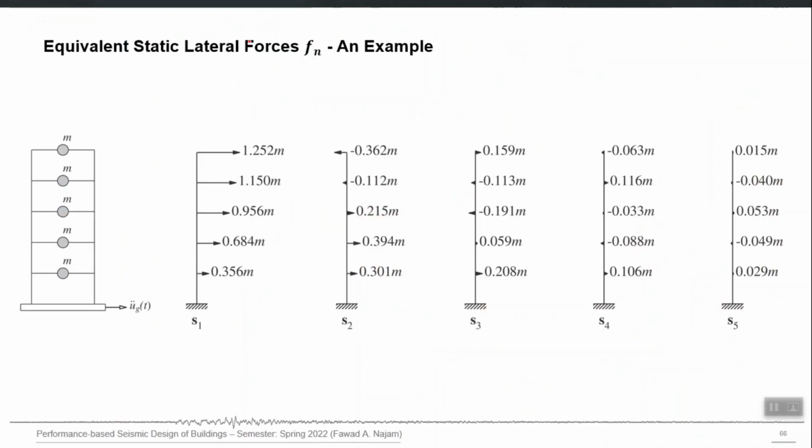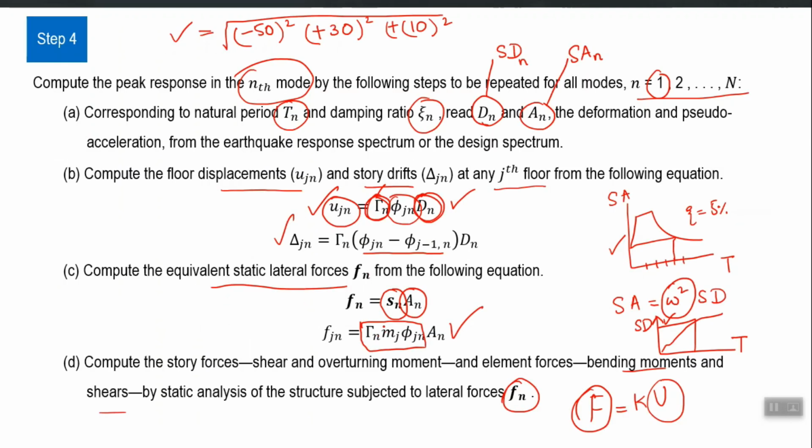So, here in this slide I show you one example of the equivalent static forces for a 5-story building. It is a 2-dimensional shear building with a constant mass. These are the forces calculated for the first mode. It is actually the pattern, it is not yet multiplied with the spectral acceleration. So, it is gamma n multiplied by story mass multiplied by phi jn. Each of the forces is calculated using this expression.